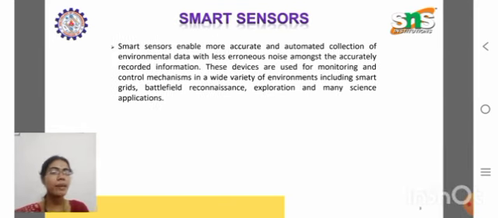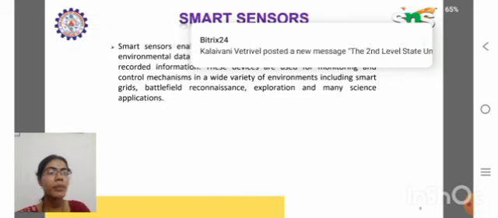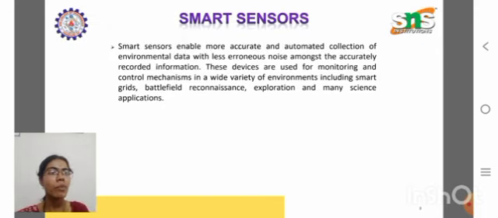Smart sensors enable more accurate and automated collection of environmental data with less noise amongst the accurately recorded information. These devices are used for monitoring and control mechanisms in a wide variety of environments including smart grid, battlefield, reconnaissance, explorations and many science applications.